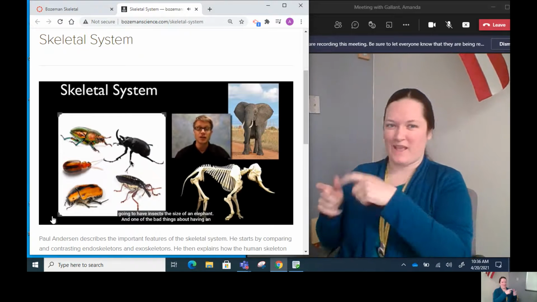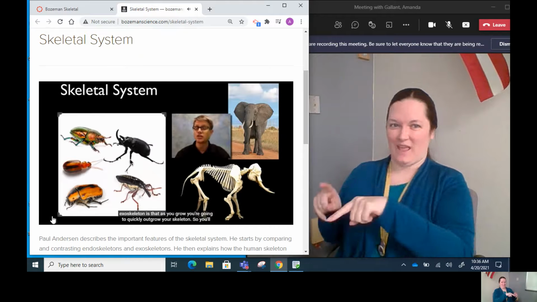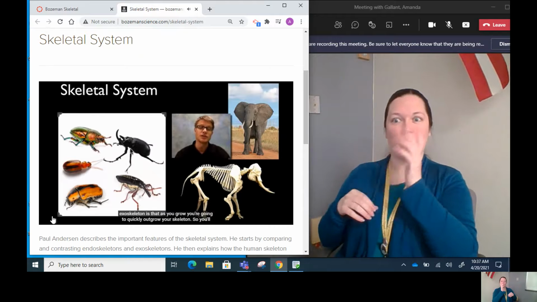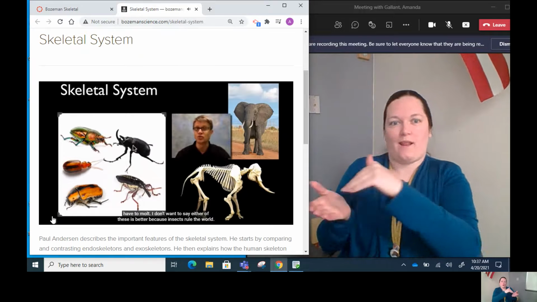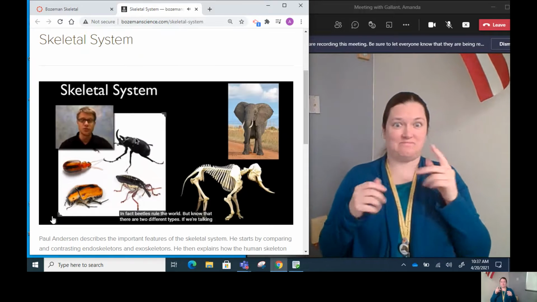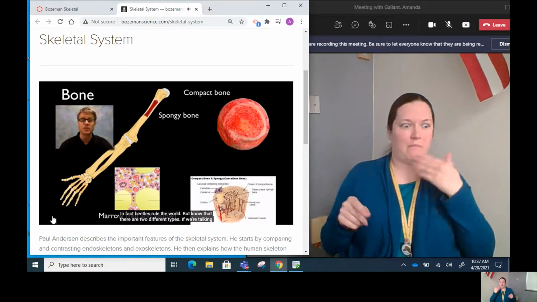And one of the bad things about having an exoskeleton is that as you grow, you're going to quickly outgrow your skeleton, so you'll have to molt. I don't want to say either of these is better because insects rule the world. In fact, beetles rule the world. But know that there are two different types.